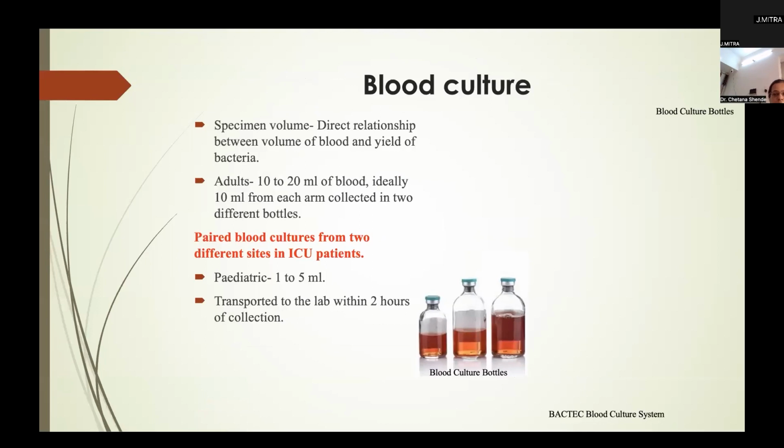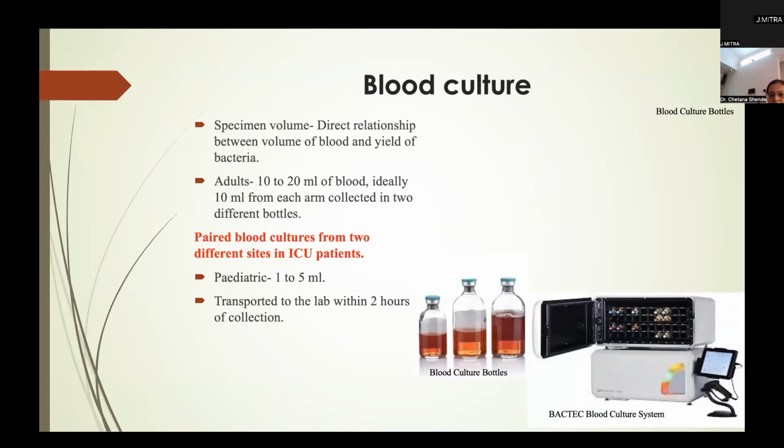So, collection of blood culture. Blood culture plays an important role in the diagnosis of typhoid in the first week of illness. Adequately collected blood for culture will yield the bacilli. In case of adults, we have to collect 10 to 20 ml of blood. Paired blood culture practice is very important in case of ICU patients. In case of pediatric patients, 1 to 5 ml of blood is sufficient. And after collection, the blood culture should be transported to the lab as soon as possible. So these are the conventional blood culture bottles. Next.